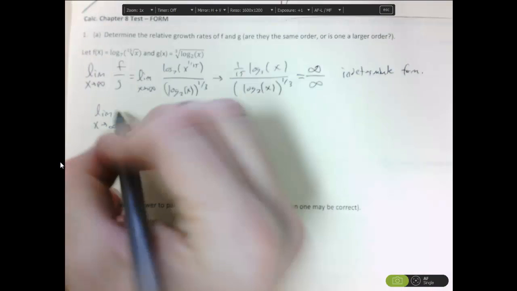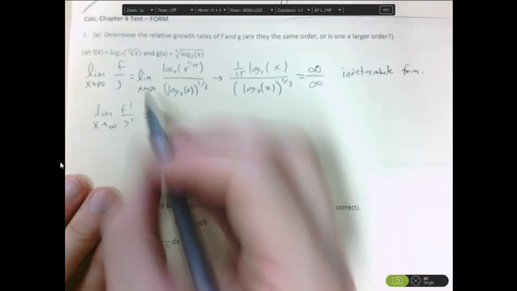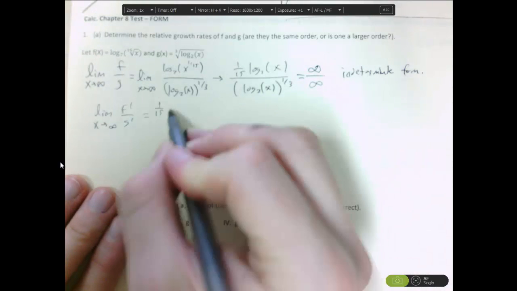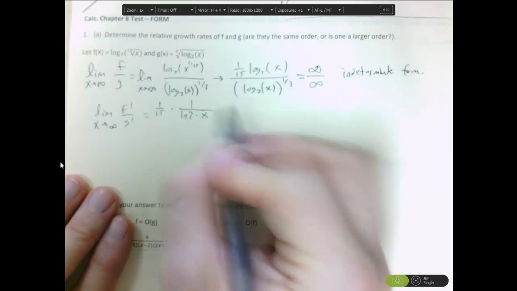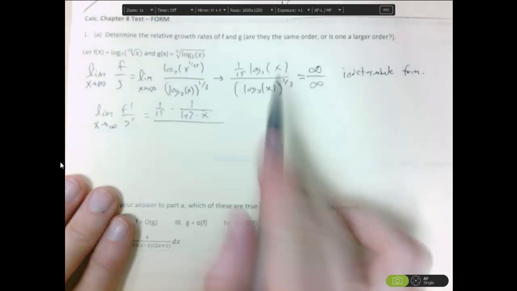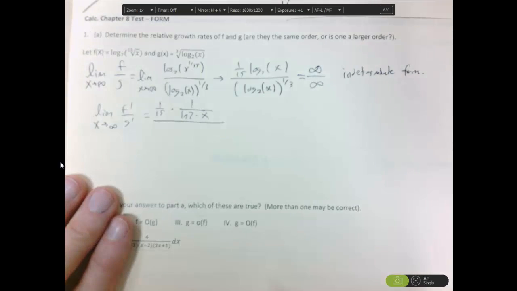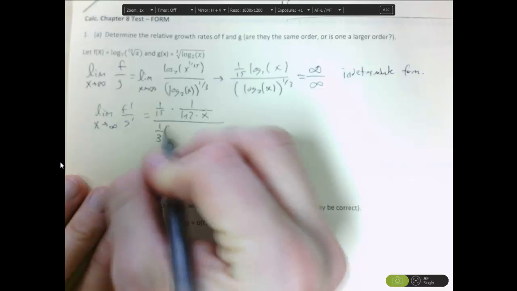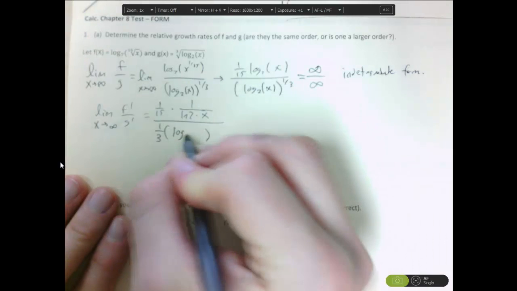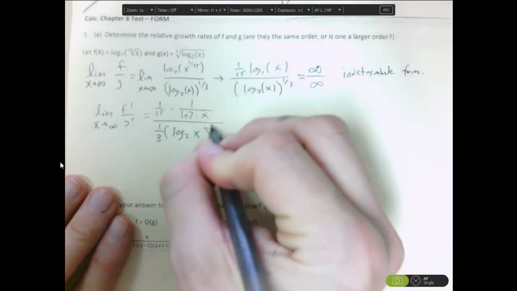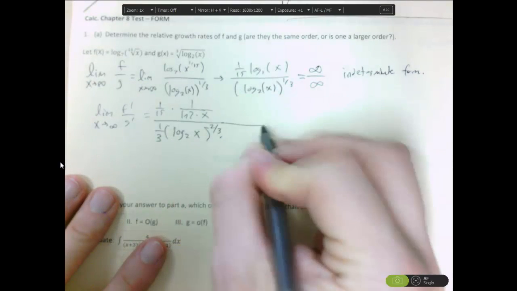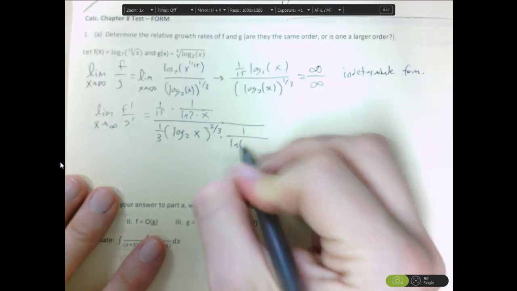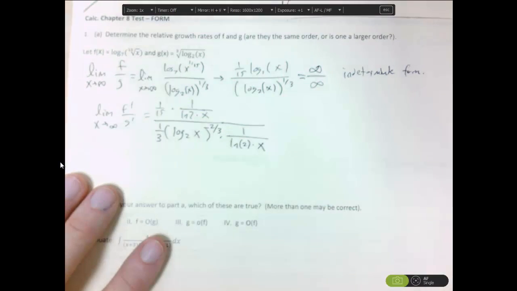The limit as x approaches infinity of f prime over g prime. So the derivative of the numerator here, I've got 1/15th times 1 over natural log 7 times 1 over x. So that's the derivative of the numerator. Derivative of the denominator, I'll bring down the 1/3. This is still log base 2 of x, and this is now negative 2/3, times the derivative of the inside, which gives me 1 over natural log 2 times x.